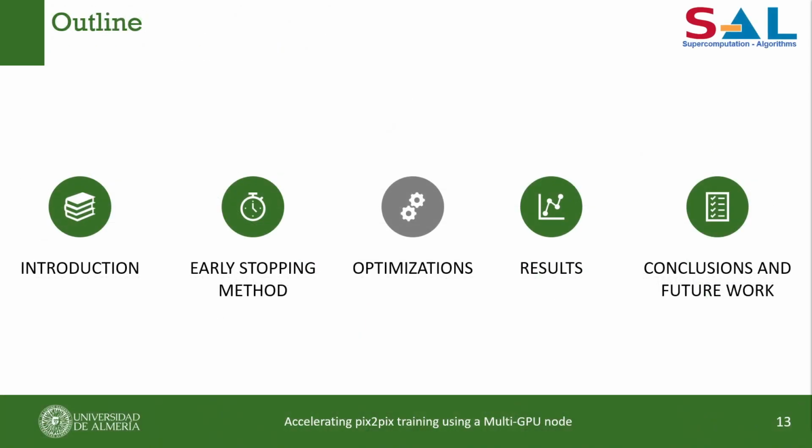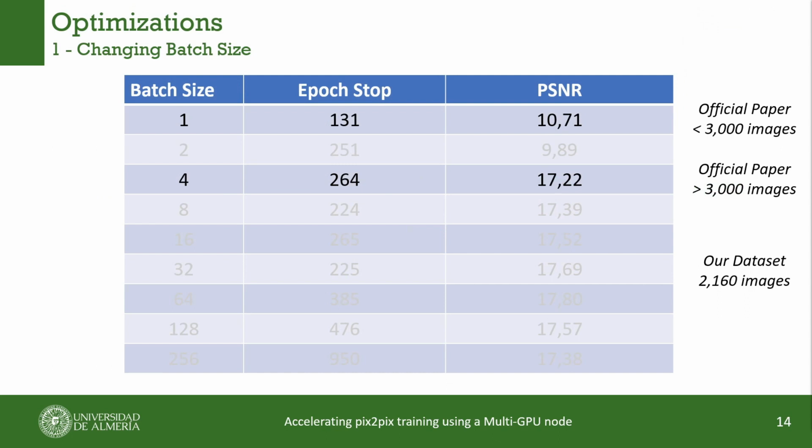In this section, we'll describe the optimizations incorporated into the system. A very important factor in neural network training is the batch size. It is the number of images that are processed before updating the model weights. In the official paper, there are two approaches. First, when there are fewer than 3,000 images, the batch size is set to 1. Second, when there are more than 3,000 images, the batch size is set to 4.